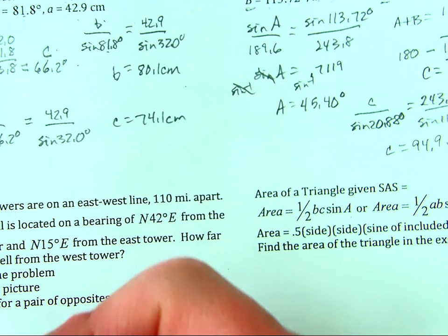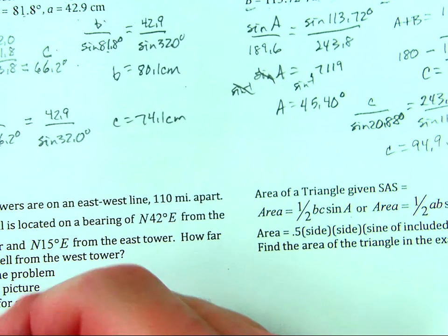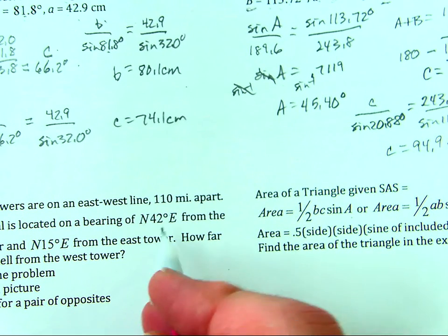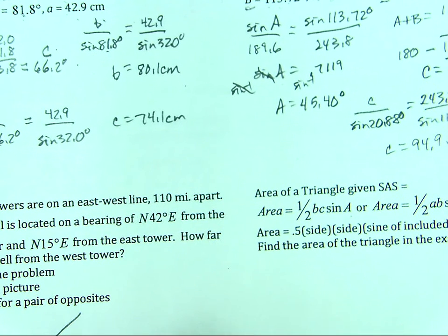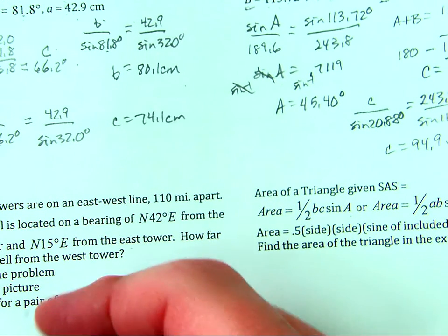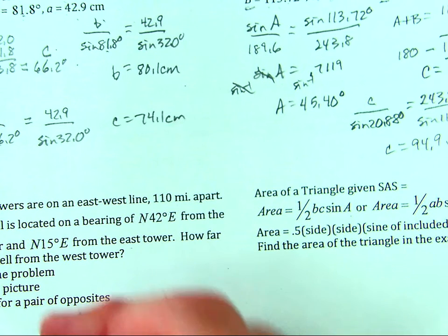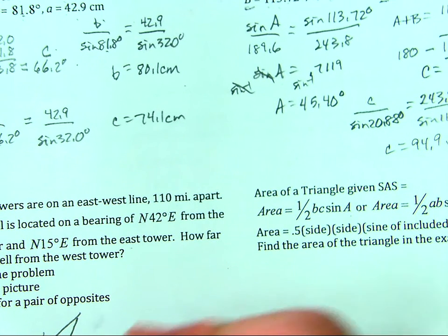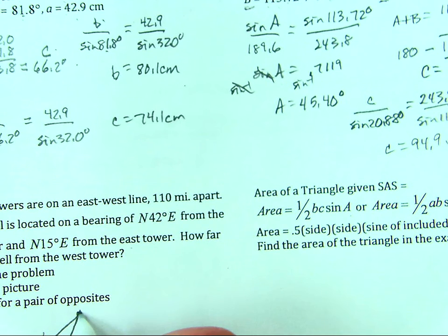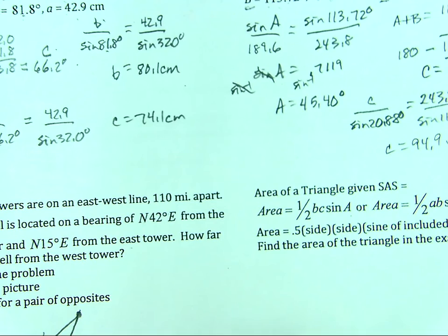Well, we did bearing before. Again, do exactly what it says. That says start from north. So from west, we're starting from north and going east 42. Well, east is to the right, so somewhere over here is 42 degrees. Then it says from the east tower, it's north 15 east. So we'll go from north. Again, east is to the right, 15 degrees east. Where those two lines cross, that is where our signal is at. It tells the two towers are 110 apart, so this is 110. So there's our picture.